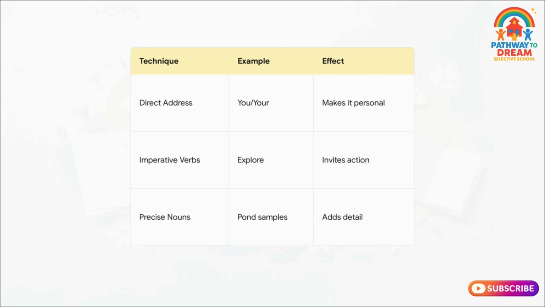Second, imperative verbs. These are your bossy, action-oriented words that invite the reader in. Explore, discover, protect, join. And third, precise nouns. Instead of vaguely saying there are things to do, say investigate pond samples. Precision adds informative detail without wasting words.